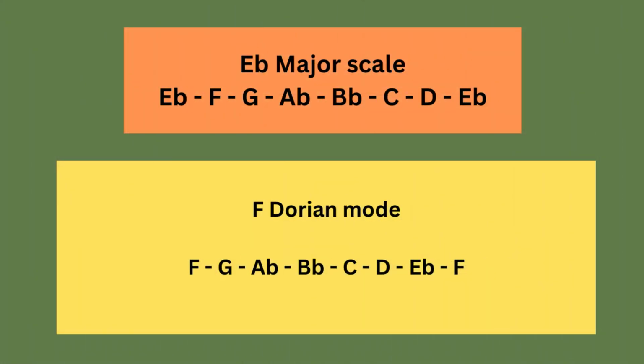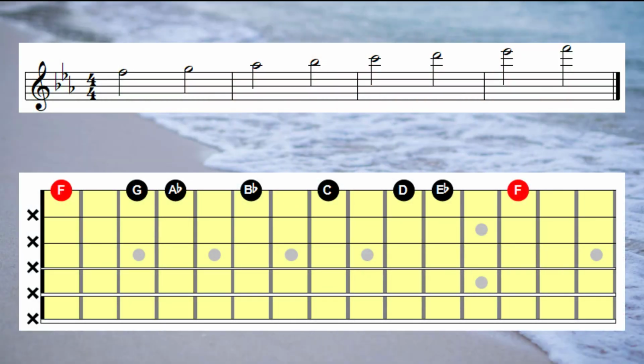The next step will be to learn the notes in the F Dorian mode. Again, that's really quite simple because F Dorian is the second mode in the key of E flat. Therefore, the notes in F Dorian will be F, G, A flat, B flat, C, D, E flat, F. Let's practice the F Dorian mode on the first string of the guitar. Here we go.